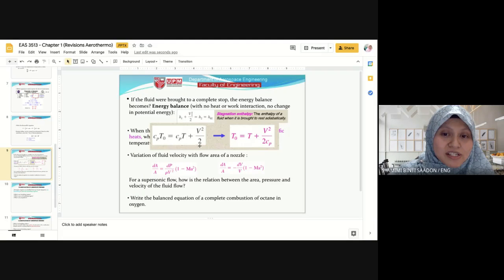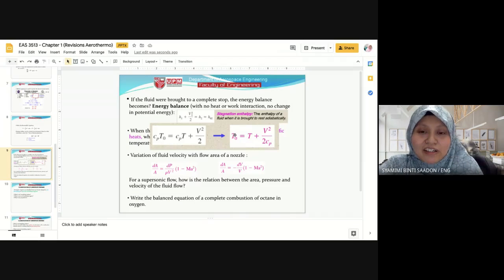So this is the dynamic part. Static and dynamic. As you have learned in first year, statics subject, then you have to learn dynamics. So the total enthalpy equals to static enthalpy plus dynamic enthalpy, or we can also write in terms of temperature, so divide by Cp.